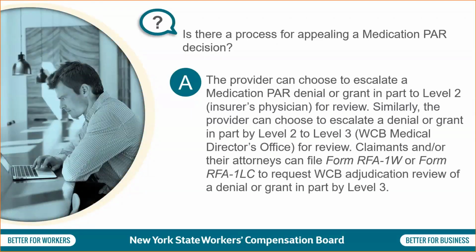Is there a process for appealing a medication PAR decision? The provider can choose to escalate Level 1 medication PAR denials or grant in part to Level 2, the insurer's position, for review. Similarly, the provider can choose to escalate a denial or grant in part by Level 2 to Level 3, the WCB Medical Director's Office, for review. Claimants or their attorneys can file Form RFA-1W or Form RFA-1LC to request WCB adjudication review of a denial or grant in part by Level 3.